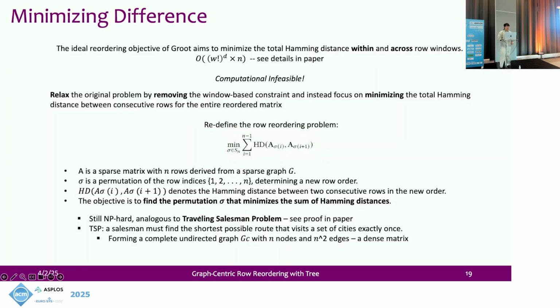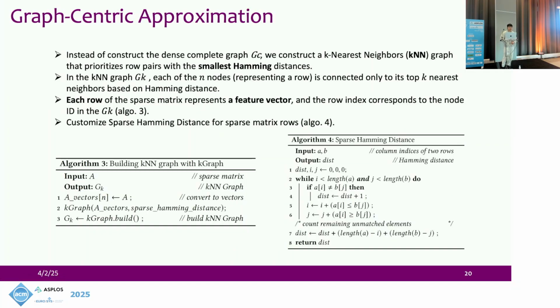It is equivalent to the traveling salesman problem, and the detailed proof is in our paper. And in short, in the TSP problem a salesman must find the shortest possible route that visits a set of cities exactly once. It forms a complete undirected graph with n nodes and n squared edges, which is essentially a dense matrix, and still too complicated to compute.